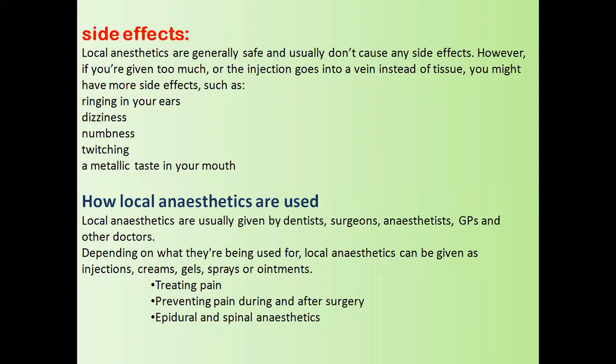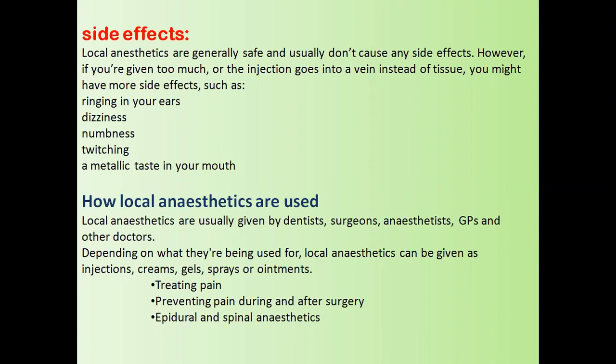Now, as we know the uses of the different types of local anesthetic, here are some listed topics related to the use of local anesthetic. It is usually given by a dentist, surgeon, anesthetist and other doctors. Depending on what they are being used for, local anesthetics can be given as injection, cream, gel, spray, or ointment. It is used for treating pain.